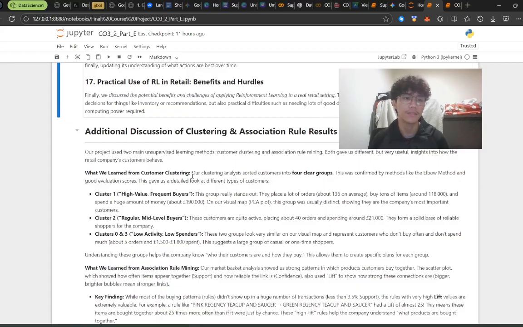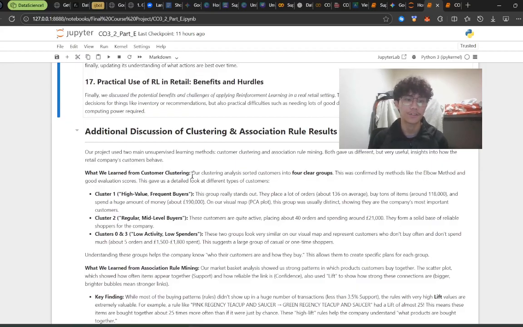So how do these insights work together? The real power comes from combining these two insights, right? The company can now move beyond generic marketing and create personalized campaigns. For instance, they can offer special product bundles, identified from association rules, specifically to their high-value customers from Cluster 1. They can encourage mid-level buyers to spend more by suggesting related items and re-engage low-activity shoppers with deals on popular product pairs to entice them back.